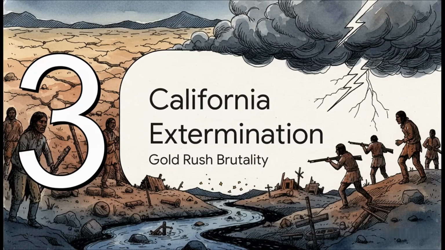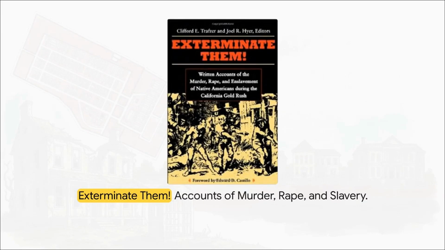Let's narrow our focus for Chapter 3, the California extermination. When we look at the first-hand historical accounts compiled in Exterminate Them, the focus shifts from those abstract legalities to the brutal, state-sponsored reality right there on the ground. When white miners flooded into California for the gold rush, they brought a worldview that saw Native Americans strictly as obstacles to be eradicated. Newspapers and civic leaders weren't hiding this. They literally advocated for a war of extermination in plain ink.